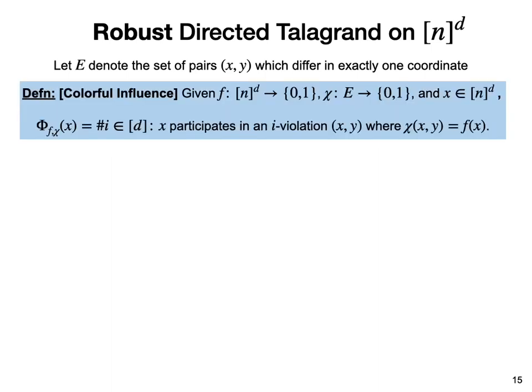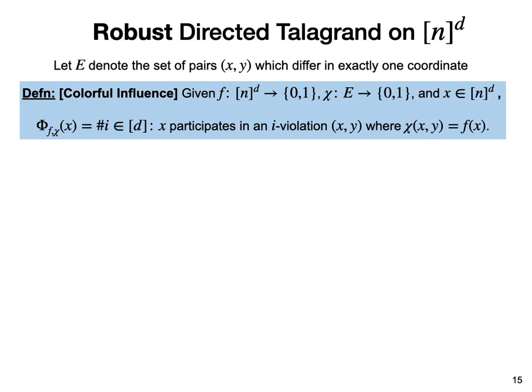Okay. So formally, given a function f and a coloring chi, which assigns a value of 0 or 1 to every edge, the colorful influence at a point x is the number of coordinates for which x participates in a violation in that coordinate, where the color of that violation equals the value of the function at that point. In summary, when a pair xy is colored 1, you're charging it to the lower endpoint, and when it's colored 0, you're charging it to the upper endpoint.